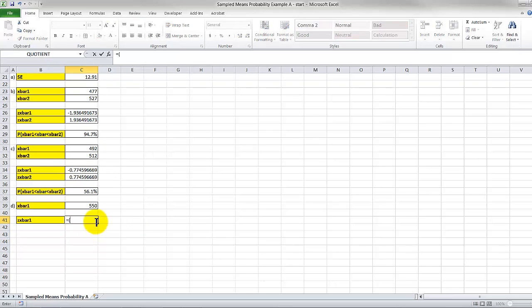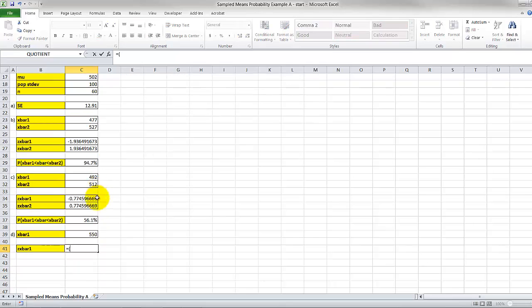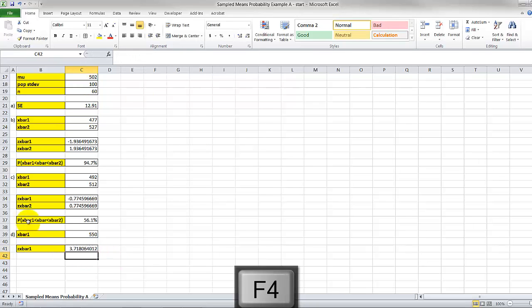So I know to calculate the z bar, it's going to be 550 minus 502 divided by the standard error of 12.91. Now I recommend putting these dollar signs in just in case you ever want to reutilize this code. We can calculate other probabilities.